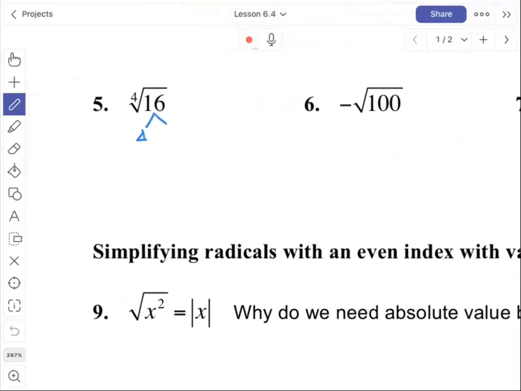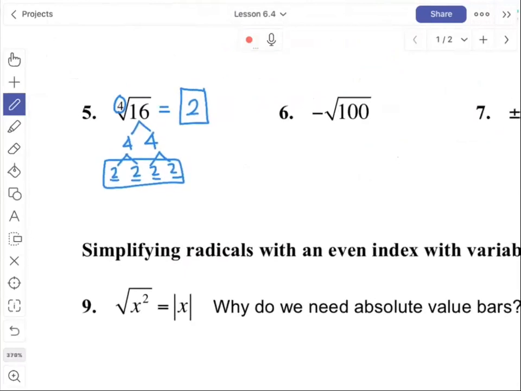Good, yeah. Because if we were to break this down, we get 2 times 2 times 2 times 2. We have a set of 4, and that's what we needed. We have a set of 4 2s. So that's just equal to 2. Beautiful. All right, continuing. Number 6. You guys are going great. Let's try Michael P. Number 6.